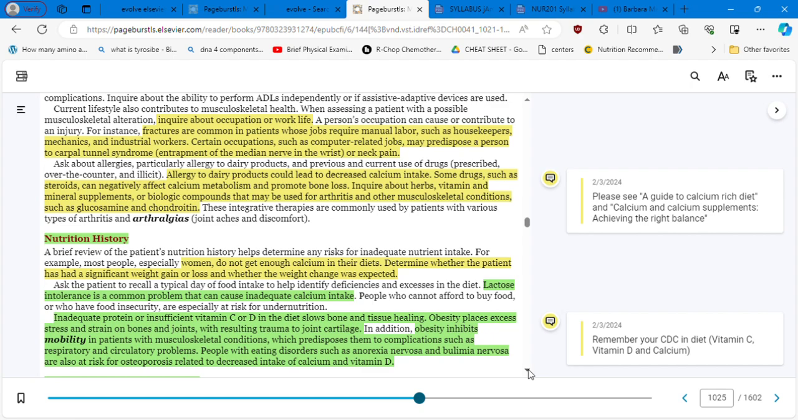Allergy to dairy products could lead to decreased calcium intake. Some drugs such as steroids can negatively affect calcium metabolism and promote bone loss. Inquire about herbs, vitamins, and mineral supplements or biological compounds that may be used for arthritis and other musculoskeletal conditions, such as glucosamine and chondroitin. Many people are taking this nowadays, either glucosamine supplements only or glucosamine and chondroitin combined, right?